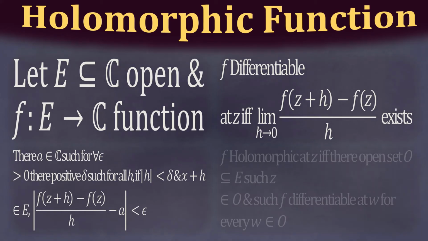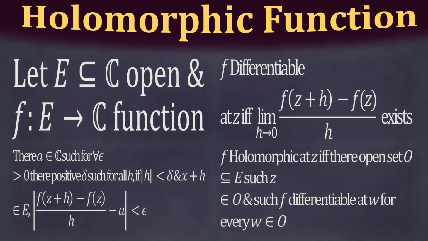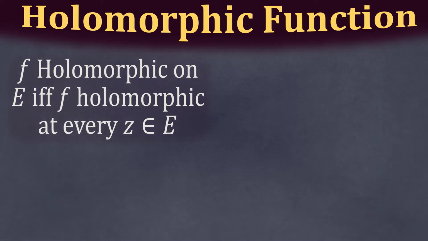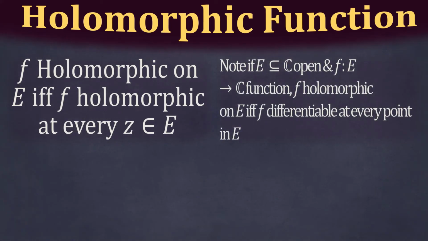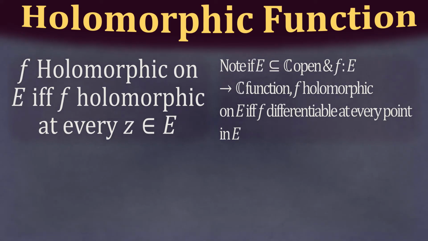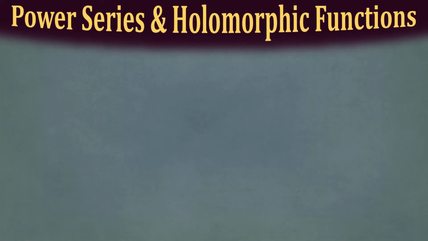We say that f is holomorphic at z if and only if there's an open set O, a subset of E, such that z is in O and such that f is differentiable at w for every w in O. We say that f is holomorphic on E if and only if f is holomorphic at every z in E. Note that if E is a subset of the complex numbers which is open and f goes from E to the complex numbers, then f is holomorphic on E if and only if f is differentiable at every point in E. Now, let's discuss how power series and holomorphic functions relate.